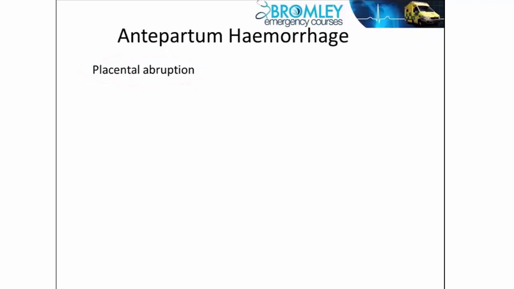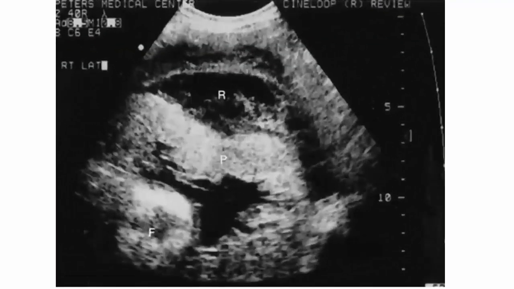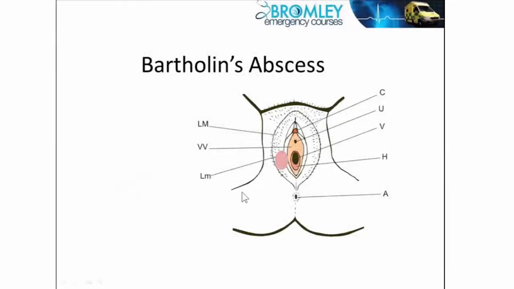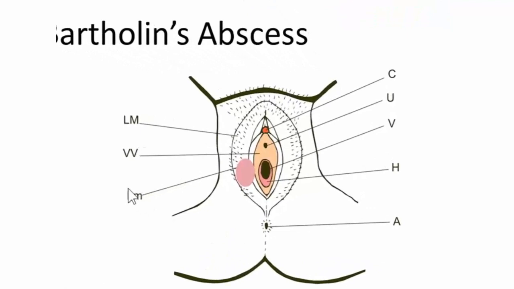And placental abruption, I believe that an ultrasound image was shown in the exam showing placental abruption. Here is an ultrasound image, so here's the placenta here in the center with a P over it, and that's a Bartholin's abscess. So Bartholin's abscess, and this is indicating the site of it, is an abscess that's formed in Bartholin's gland.